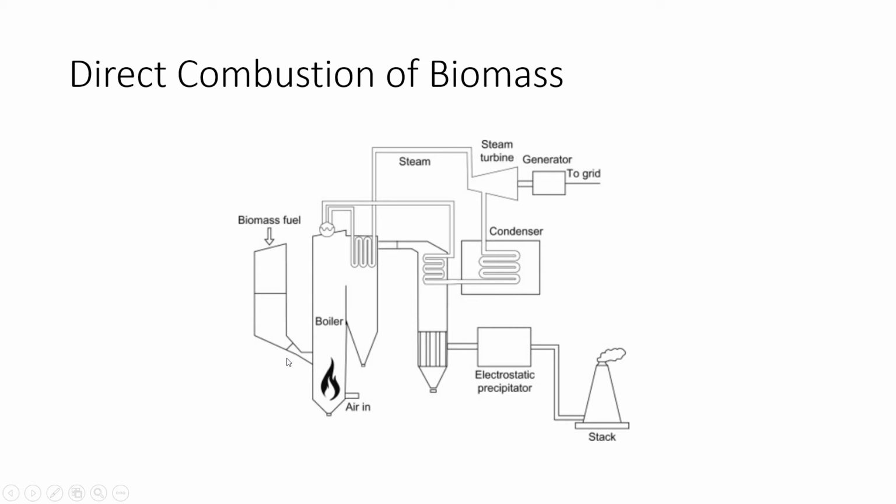So this combustion of biomass is done by first burning the biomass fuel, and once it's burned, the heat is absorbed by the boiler, and that heat is used to heat water, which flows through the boiler in these tubes. Once the water boils, it turns to steam, and this steam is used to drive the turbine, which produces electricity.